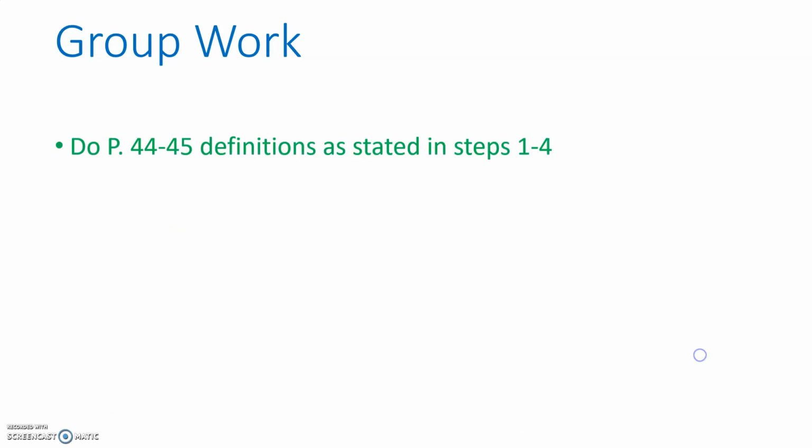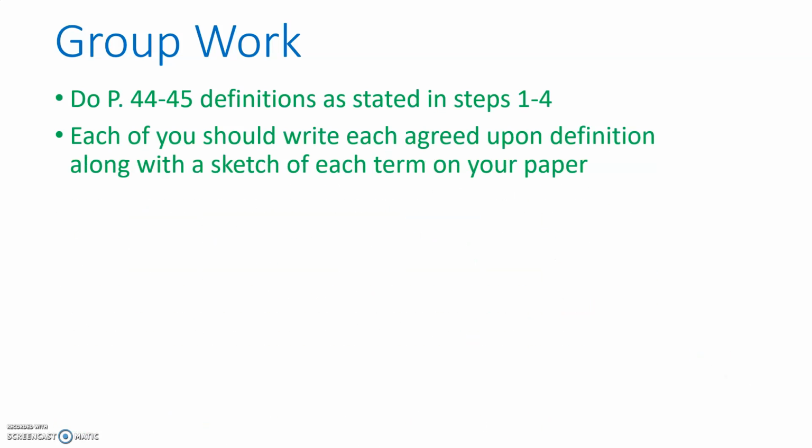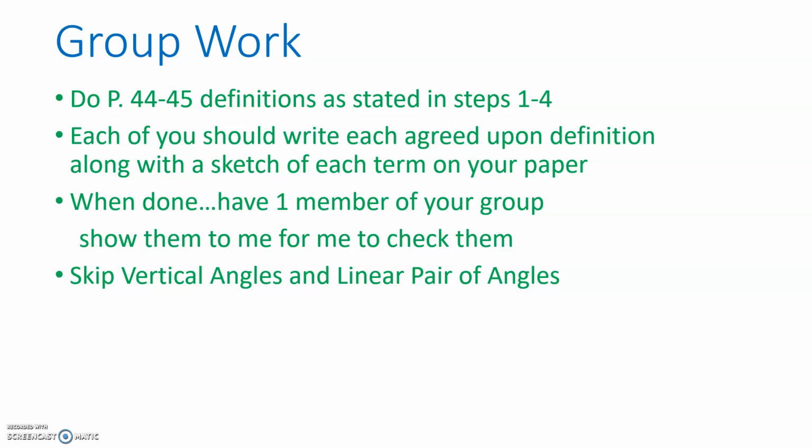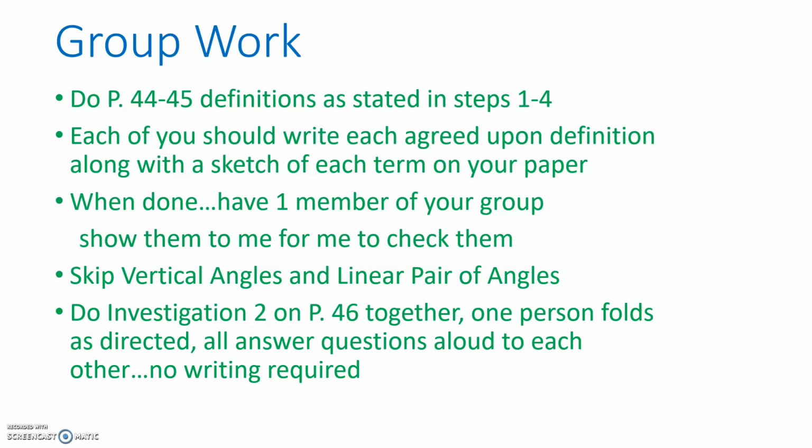So now in class we're going to do some group work. But if you're at home, if you are absent today or whatever, you are supposed to do page 44 to 45 definitions as stated in steps 1 through 4. So you're going to write a definition along with a sketch of the term. Now if you're at home, you can't send them to me to check or anything, and you can ignore the vertical angles and the linear pairs of angles because we've already done those. So those are in these definitions, but you can ignore those. We're going to do that in class. If you're not in class, you can ignore that last investigation there.